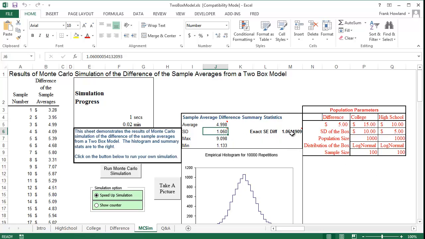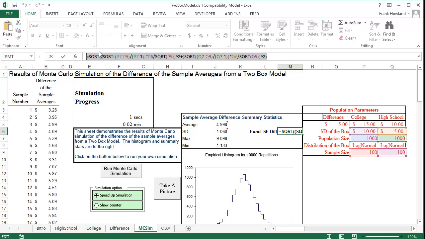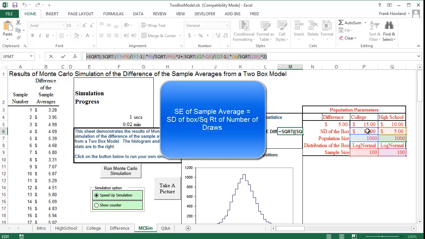We can compare it to the exact SE of the difference. There's sort of a brutal formula for calculating that. What's going on? Well, we're using the correction factor. There are two correction factors which apply. So P7 and P9, that's the correction factor which applies, takes the population size and the sample size, and applies that to the SD of the box, the college box. High school is very similar.